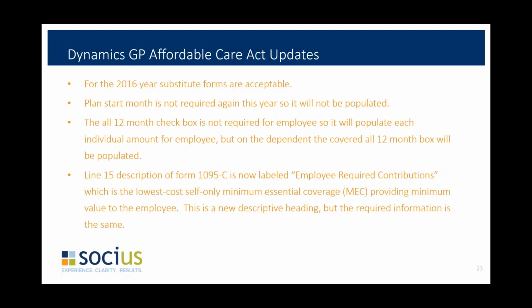All 12 month-end check boxes are not required for employees, so it will populate each individual amount for the employee, but on the dependent, the covered all 12-month box will be populated. And then line 15 description of form has changed, so it's going to be now labeled employee required contribution. So that's a change to the 1095 form.